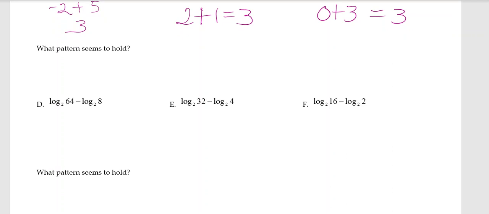All right, let's see what we got here on D. 2 to what power? That's going to be 6, right? 2 to the 6th power, 64, and that'll be 3. Oh, there's another 3, but I promise you guys that's not the pattern we're looking for, that everything equals 3. This will be 5, and this will be 2. So that's 3. This will be 4, and this will be 1. So that's 3.